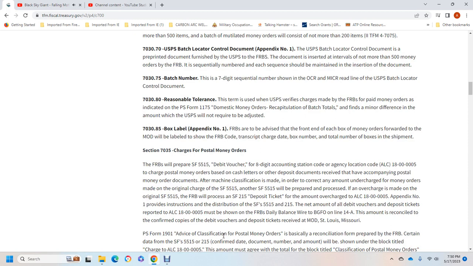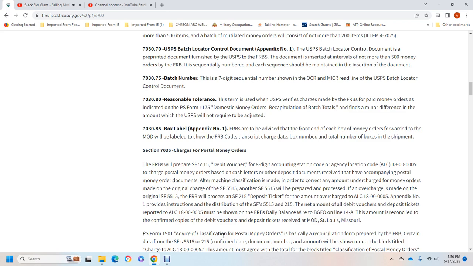Box label, appendix number 1. Federal Reserve Banks are advised that at the front of each end of the box the money orders will be labeled with the Federal Reserve Bank code, transaction change charge date, the box number, the total number of the boxes, and its shipment.